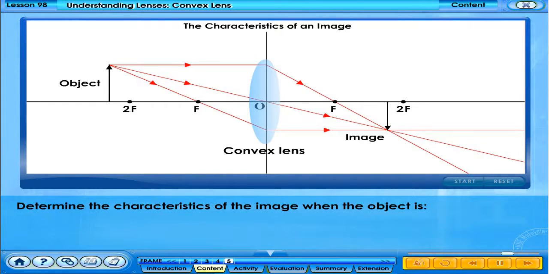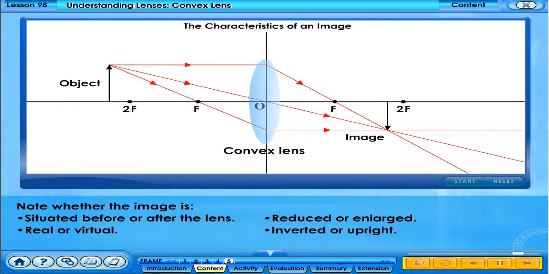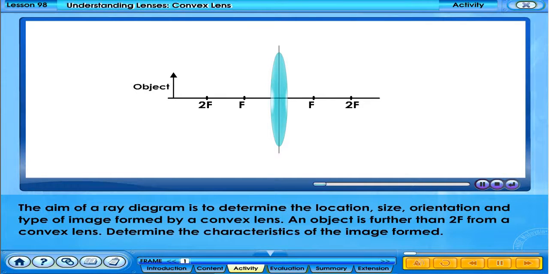Determine the characteristics of the image when the object is at the following positions. Note whether the image is situated before or after the lens, real or virtual, reduced or enlarged, and reversed or upright. The aim of a ray diagram is to determine the location, size, orientation, and type of image formed by a convex lens. An object is further than 2F from a convex lens. Determine the characteristics of the image formed.